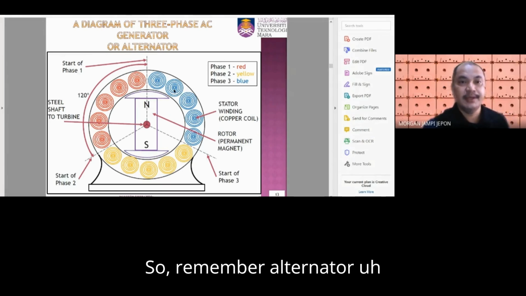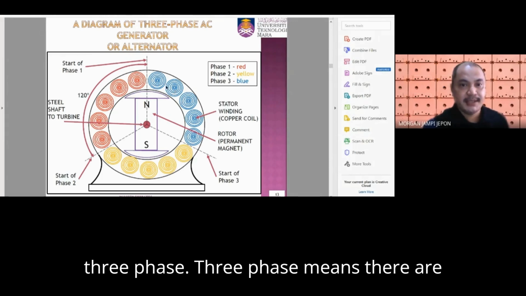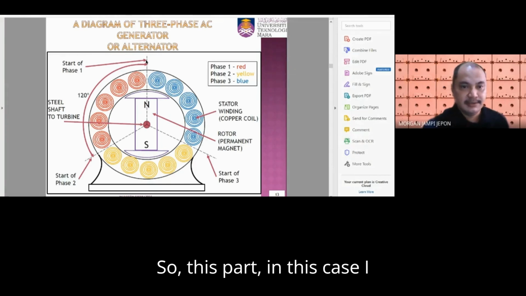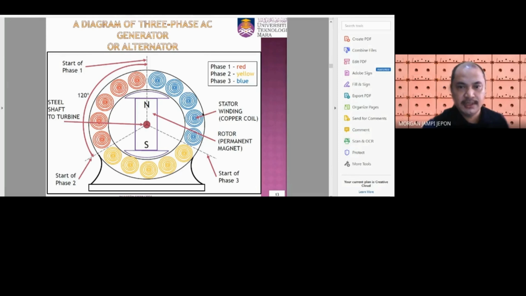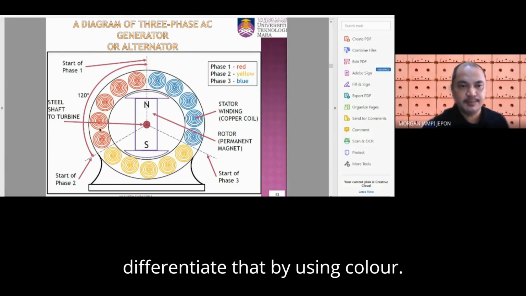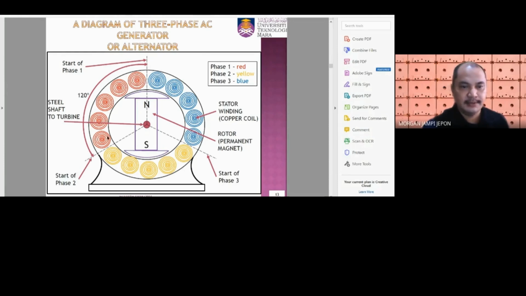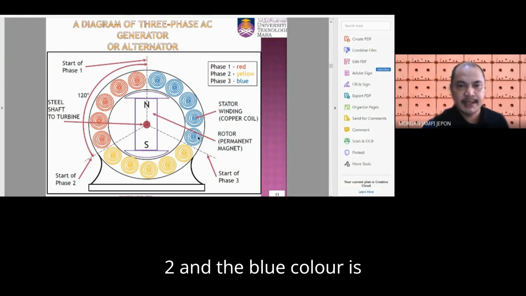So remember, alternator three phase. Three phase means there are three phases of electricity. This part, in this case I'm using red color, is called the stator. I'm differentiating that by using color. The red one is for phase one, the yellow one is phase two, and the blue color is for phase three.